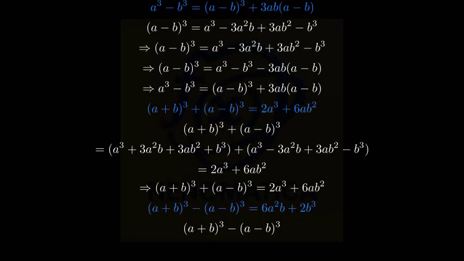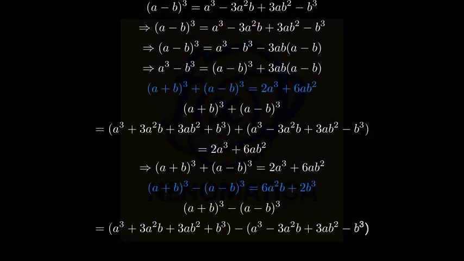We start by writing the left side of the equation. The difference of a plus b, all cubed, and a minus b, all cubed. We expand each term using the binomial theorem. For a plus b, all cubed, we get a cubed plus 3a squared b plus 3ab squared plus b cubed. For a minus b, all cubed, we get a cubed minus 3a squared b plus 3ab squared minus b cubed.